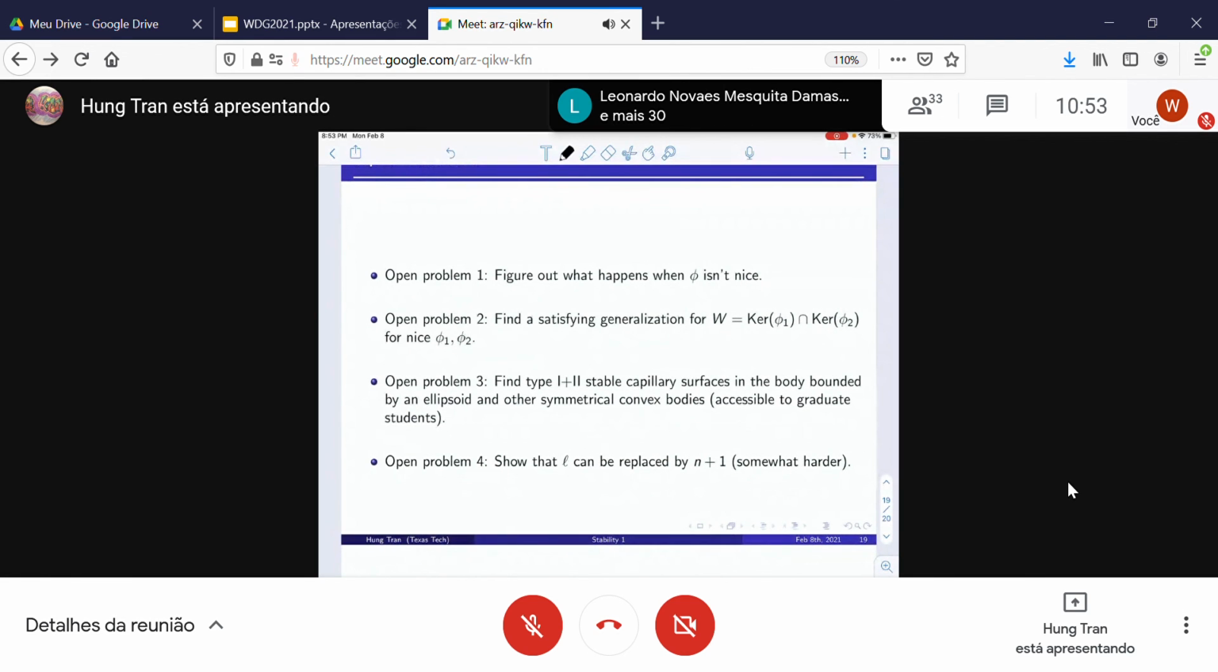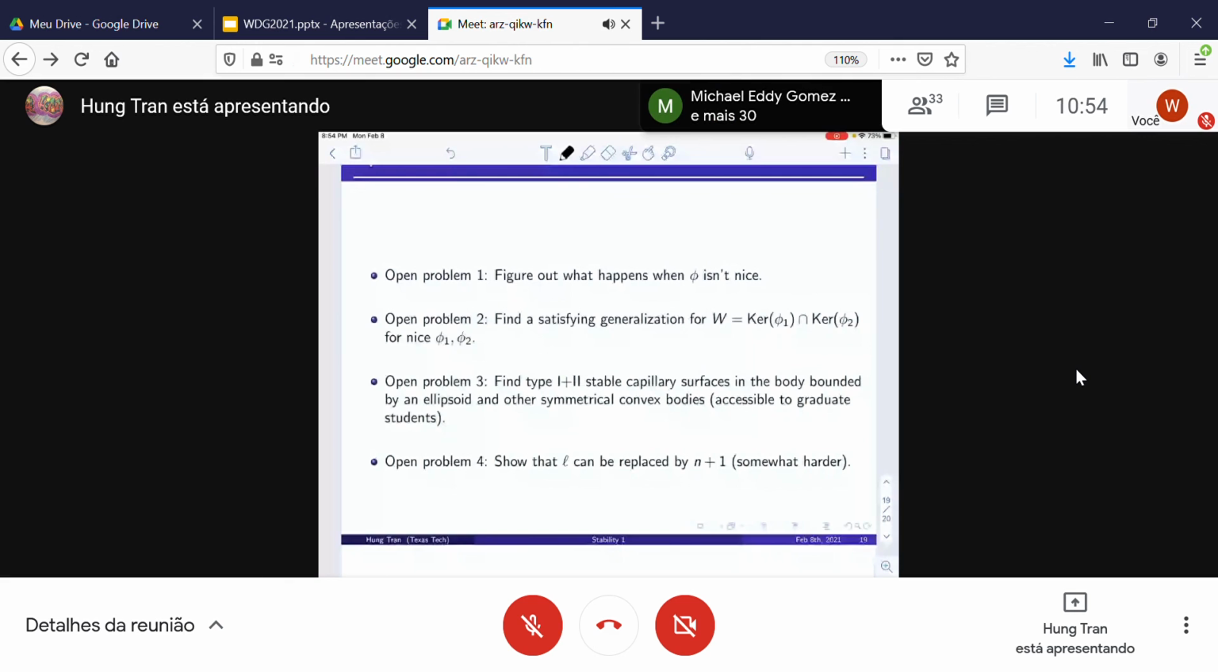So open problem 3 is somewhat easier. Instead of the ball, we could consider some other symmetrical convex bodies, and you could try to apply our abstract mechanism for that situation. At least the first thing is to determine the stable capillary surfaces in such a situation. And I think this problem is accessible to graduate students because it's not too hard.